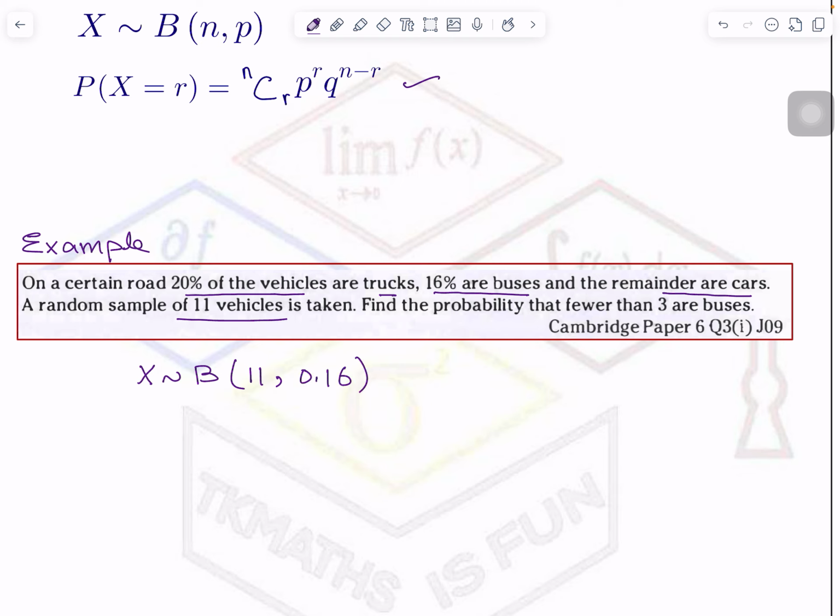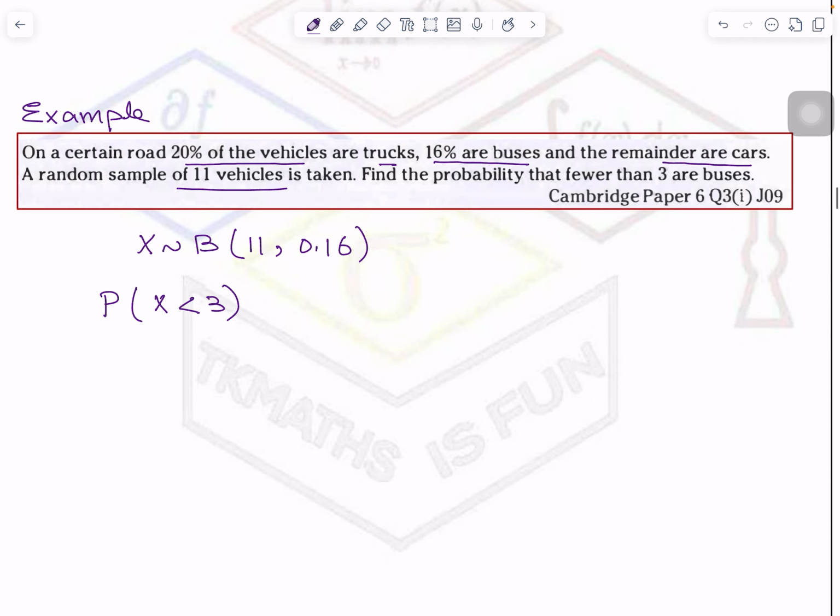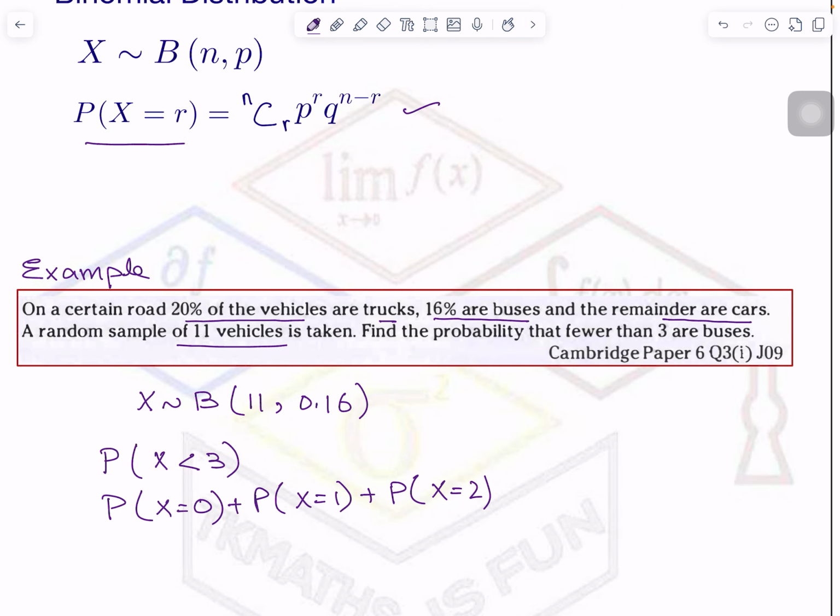Now X is basically the number of buses in a sample. The question is saying the probability of buses less than 3. So what will I calculate here? I will calculate the probability of X equals 0, plus X equals 1, plus X equals 2, and that's all. And I will apply this formula which I have shown you here, right?